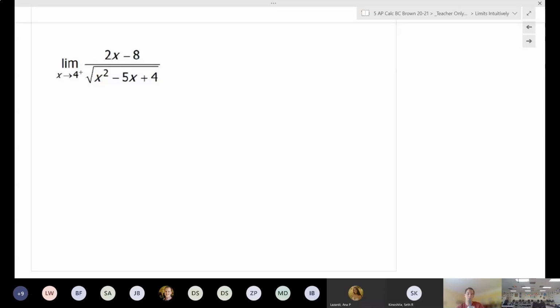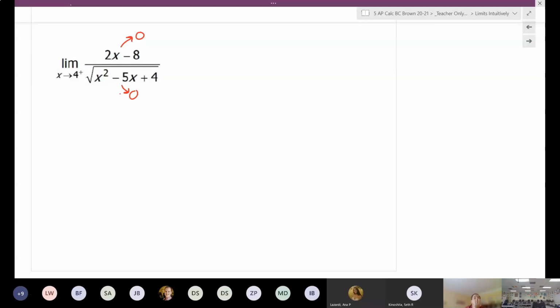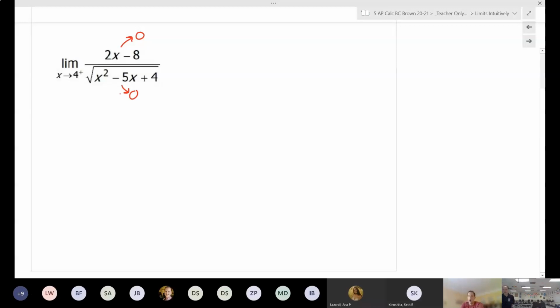So the first thing you do when you see this problem is, of course, direct substitution. Well, 2 times 4 minus 8 is 0. And then the denominator, 4 squared, so 16 minus 20 plus 4, 0, which is probably what you expected I would give you. So we know that when we get 0 over 0, that is an example where we need to keep going. So if you were looking at this problem and had to do it on your own, what might be something you try to do? Any suggestions?